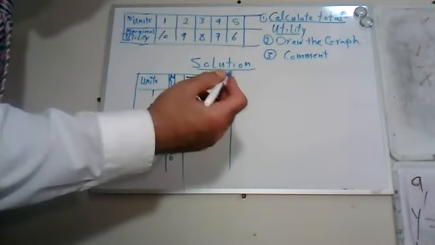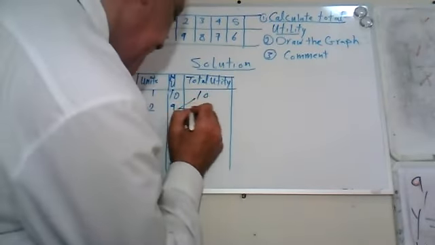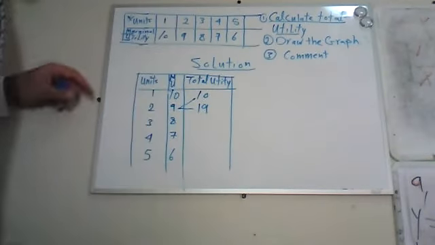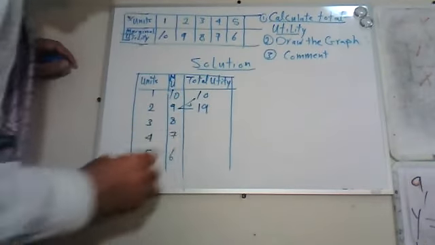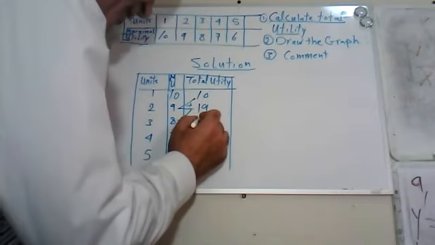Look at my hand. 10 plus 9 is 19. This is positive like this. Then 19 plus 8 is 27.